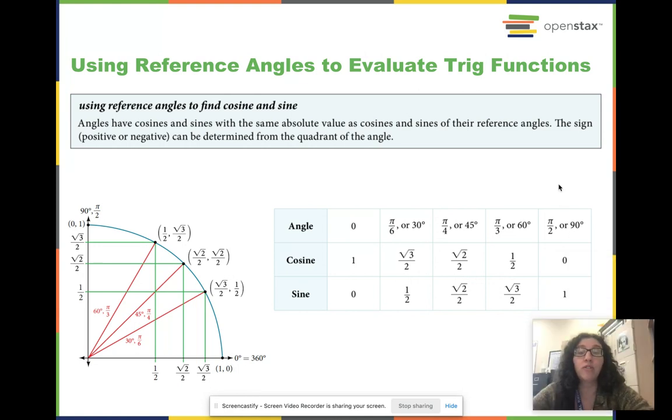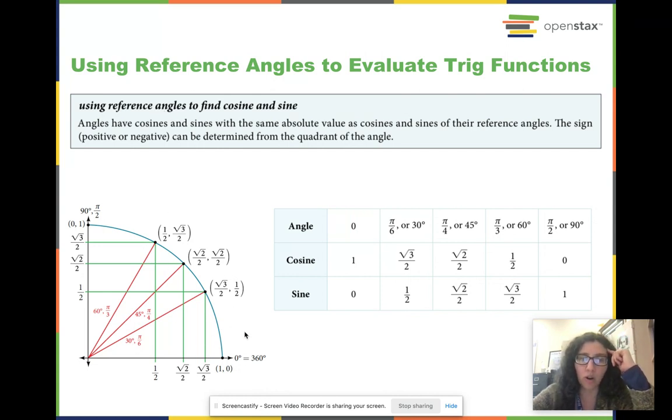All right, so using reference angles to evaluate trig functions. Here is an important idea. Angles have cosines and sines with the same absolute value as the cosines and sines of their reference angles. Okay. So an angle has the same cosine or sine value as its reference angle, except for the sign, perhaps. The sign might be different, so it could be positive or negative. But the absolute value of a sine or cosine of an angle is the same as its reference angle. All right, so let's go back.